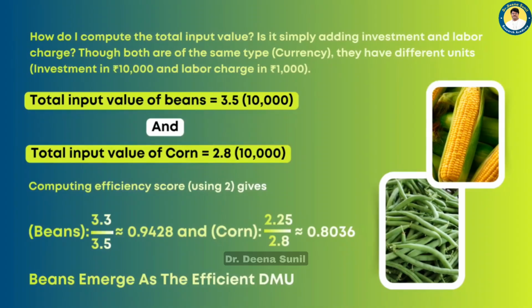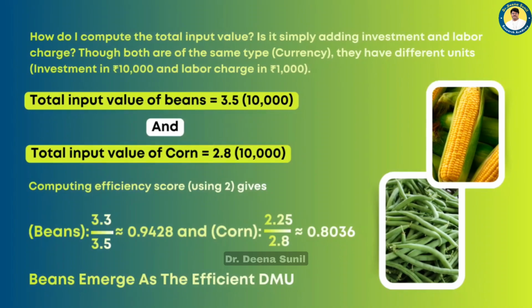We have all the unit conversions, we have the formula. Here they have converted in 10,000. So here the total input value of beans is 3.5 in 10,000, and the total input value for corn is 2.8 in 10,000. Earlier I just missed it. Here it comes 2.8.